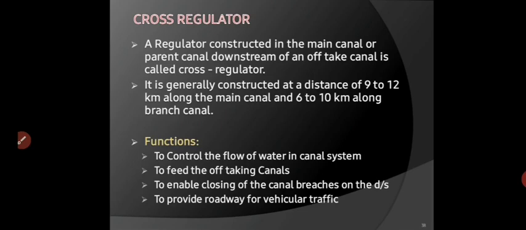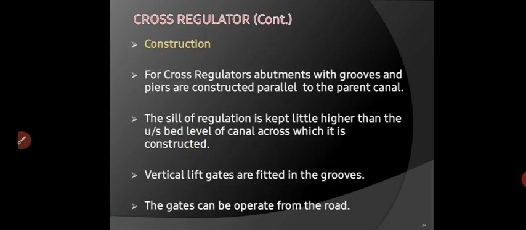Functions: to control the flow of water into the canal system, to feed the off-taking canal, to enable closing of canal branches on the downstream, and to provide roadway for vehicular traffic. Almost the functions of head regulator and cross regulator are the same, but the location is different. Construction. For cross regulators, abutments with grooves and piers are constructed parallel to the parent canal. The sill of the regulator is kept a little higher than the upstream bed of the canal across which it is constructed. Vertical lift gates are fitted in the grooves and the gates can be operated from the road.